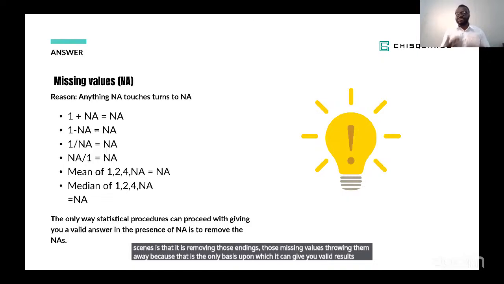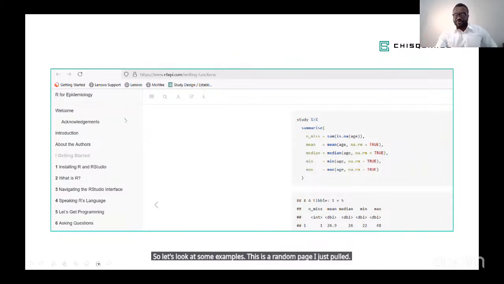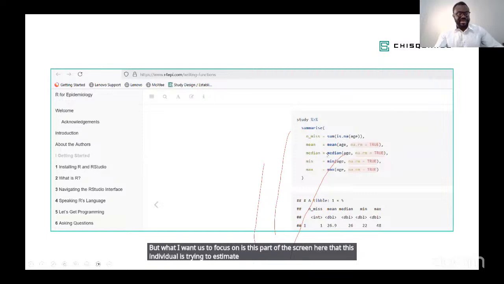Otherwise, it will always return NA. So let's look at some examples. This is a random page I just pulled. But what I want us to focus on is this part of the screen here, that this individual is trying to estimate the mean and medians based on R as a software language.